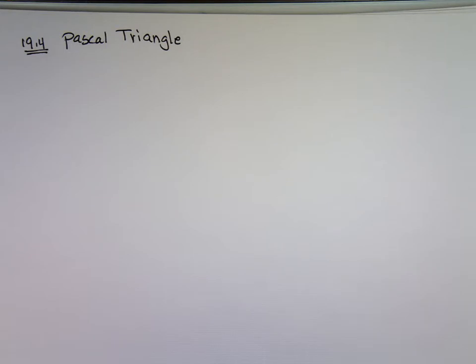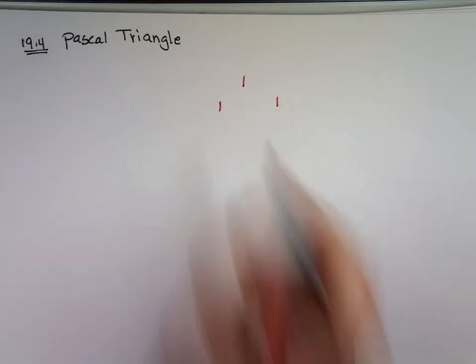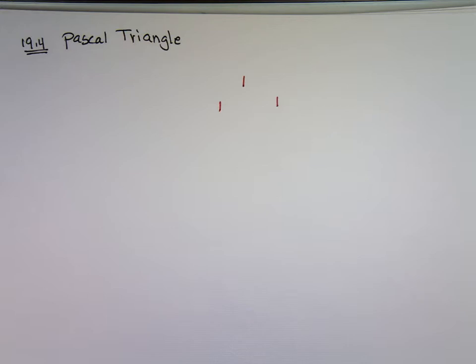Here's what Pascal said. Start, we're going to make a Christmas tree. We're going to start with the 1 here and 2 ones on the edge. You'll see what the purpose of that is in a minute.